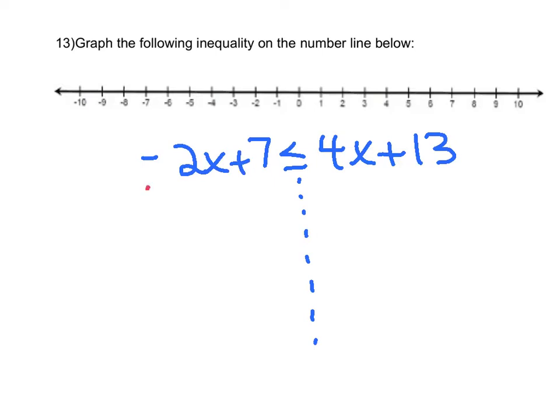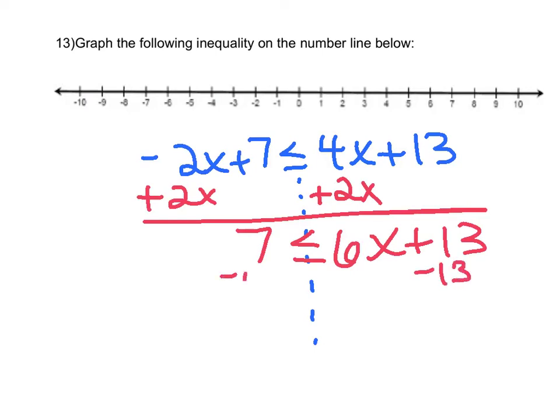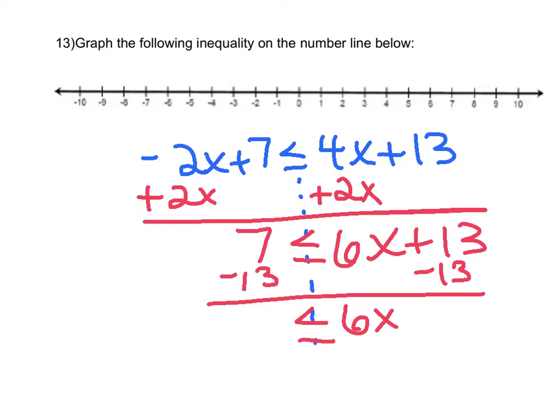So the first thing we're going to do is I'm going to add 2x to both sides. You end up with 6x plus 13. Again, our goal is to get the x by itself. So my next step is to subtract 13 from both sides. I'm left with 6x and negative 6. Divide both sides by 6, and we get x is greater than or equal to negative 1.